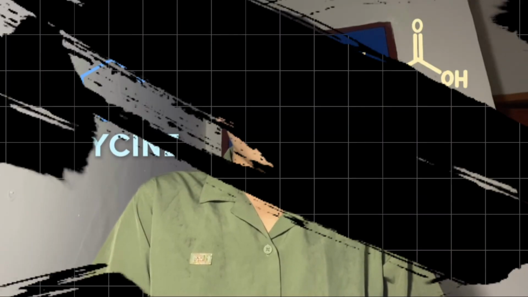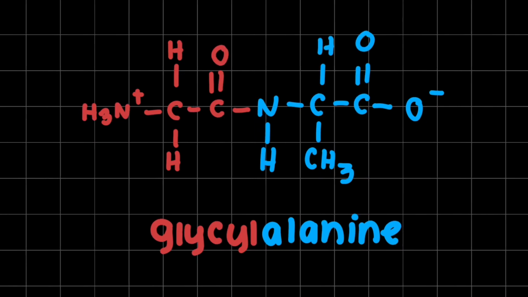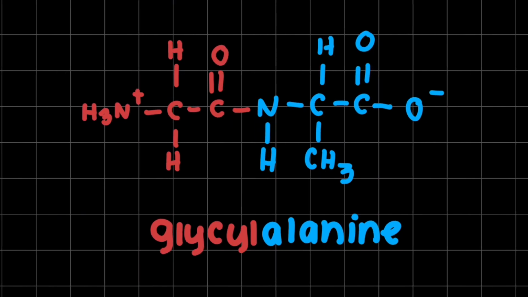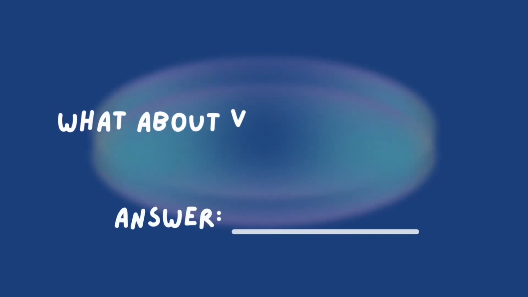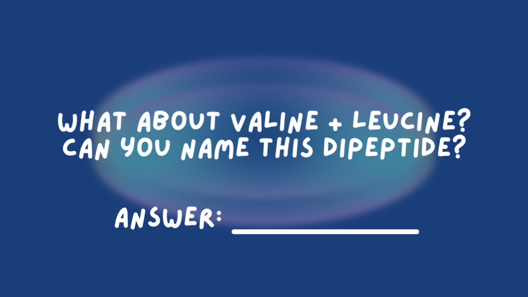Take glycine and alanine as an example. When glycine's amino group meets alanine's carboxyl group, voila, glycylalanine. What about valine and leucine? Can you name this dipeptide? If you answered valyl leucine, congratulations! Give yourself a round of applause.